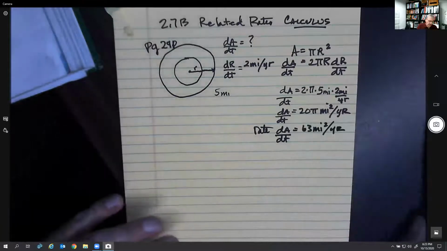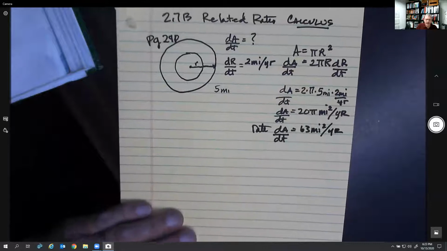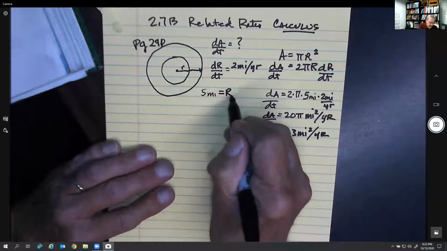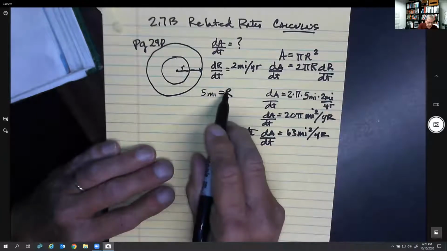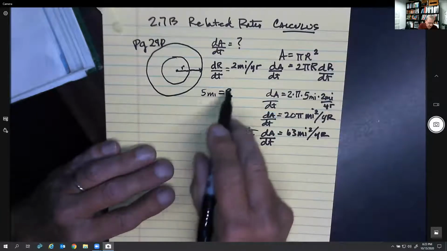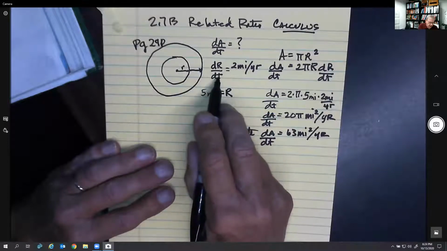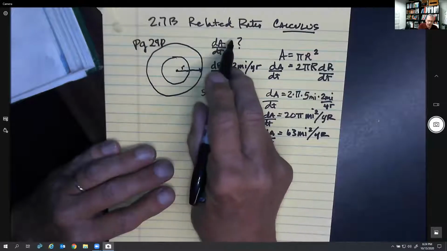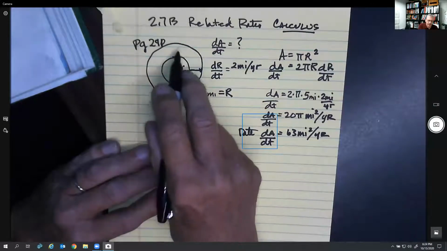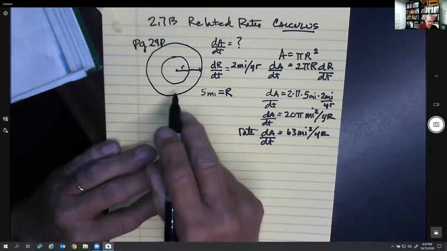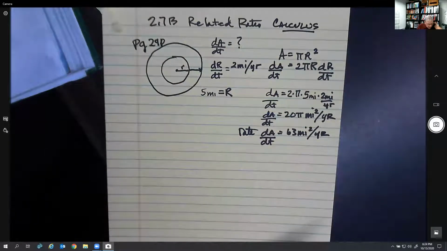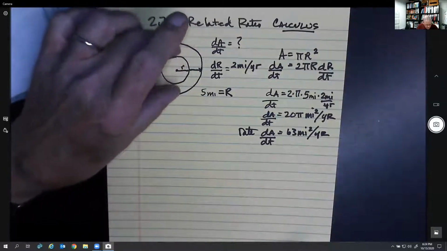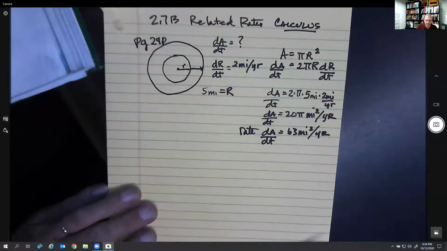So it sounds like a real hard problem, but basically it isn't if you write down what these things stand for. 5 miles is your radius, your new radius. And dr over dt is the rate at which it's increasing. And what we're trying to find is the rate at which the area is increasing. They're not increasing at the same rate because the area is getting significantly larger right away.